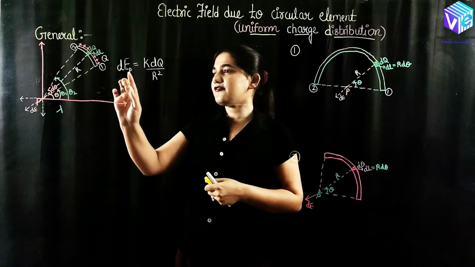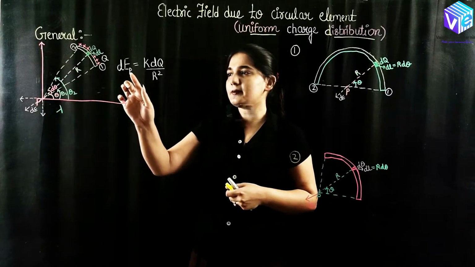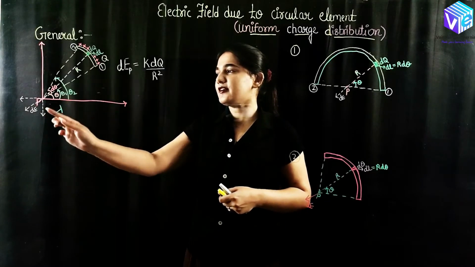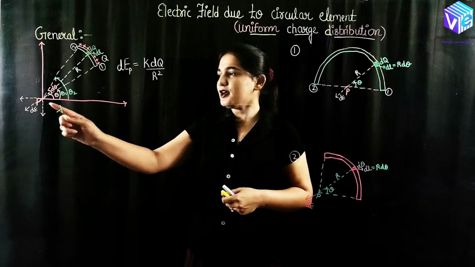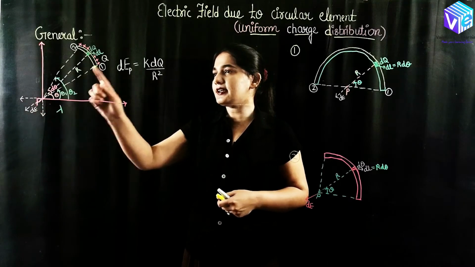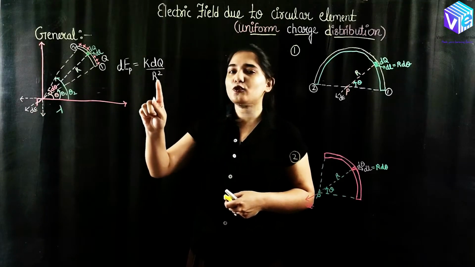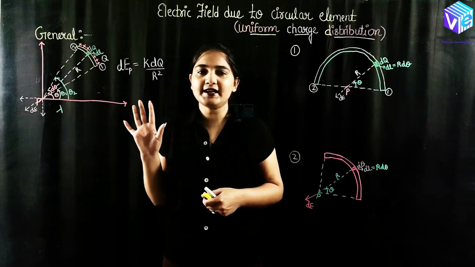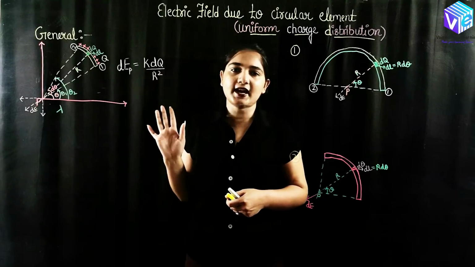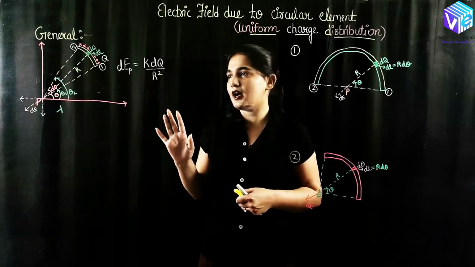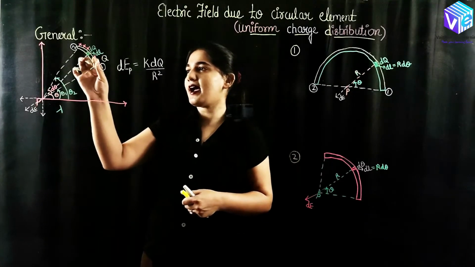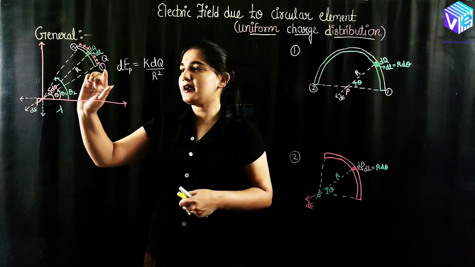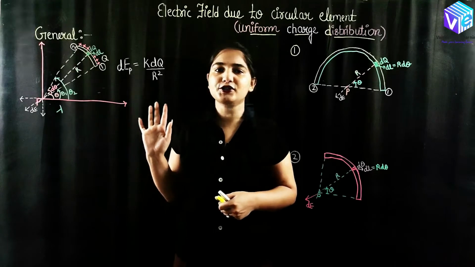If I take the electric field, it will be represented by a small electric field dE over here, and the direction will be along this line r. So dE is k dq upon r square. This was the formula of electric field intensity due to a point charge and I have directly applied it. Now I have to find the electric field intensity from point 1 to point 2.